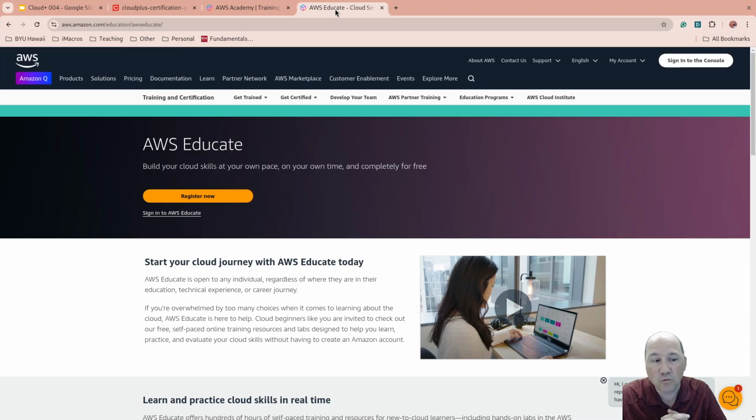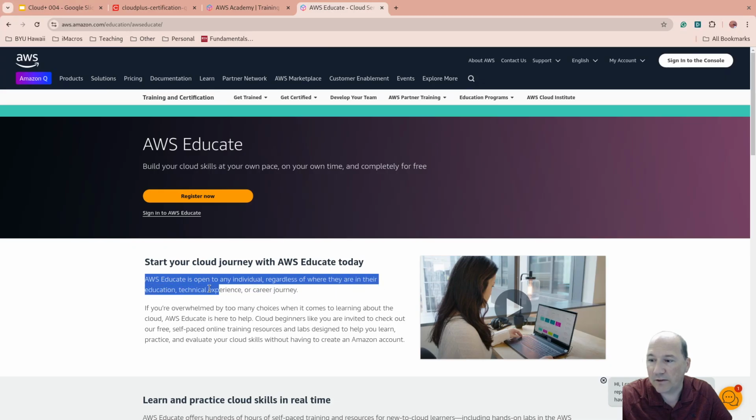AWS Educate, you can register and get free access to do very small functions. It's step by step. It's not play and do whatever you want, but you can identify something you want to learn, and it does those specific functions. So AWS Educate is okay as well. And the cool thing about this is it's free and it's for anybody. So if you look here, AWS Educate is open to any individual, regardless of where they are in the education, technical experience, or career journey. So this is awesome. Resources provided so that you can learn, okay?